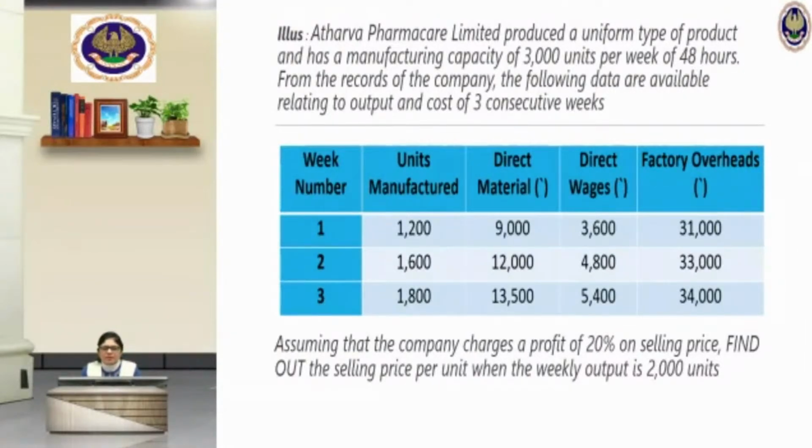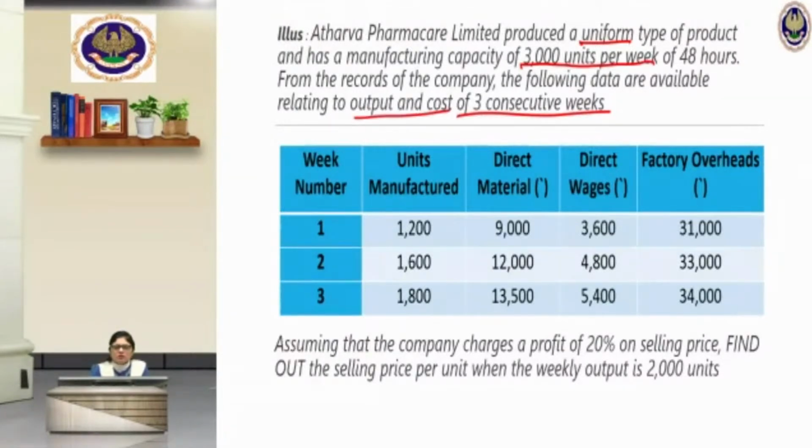Athar Pharmacare Limited produced a uniform type of product. Uniform. For unit costing, it has to be a uniform type. Uniform means same, homogeneous types of product, and has a manufacturing capacity of 3,000 units per week of 48 hours. So the maximum capacity is 3,000 units per week. From the records, the following data are available relating to output and cost of 3 consecutive weeks.